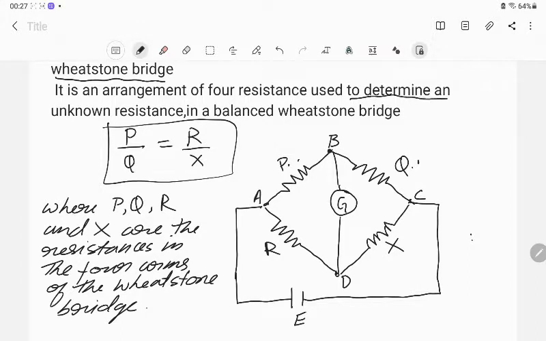See, to determine an unknown resistance, here the unknown resistance is X. So when the bridge is balanced, at that time we will get this equation: P by Q equal to R by X. And using this equation, since we know the values of P, Q and R, we can easily find this X value.